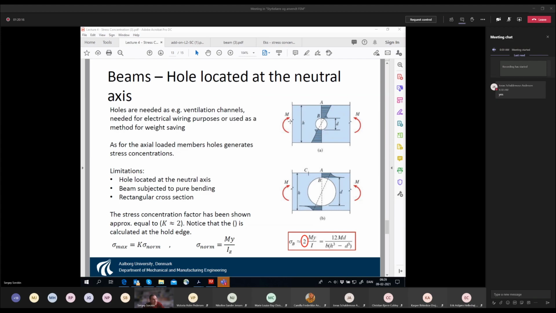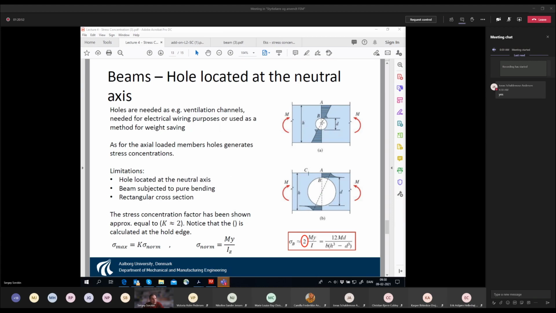Do you see the difference between this picture and this picture? The moment is the same. Here we have a relatively small hole located close to the neutral axis, because here you have a balancing of two things. The first thing is that, of course, if you have a hole, then you have an increase in the stress as compared with the nominal. But the hole is small and located at the neutral axis, and this is an important statement.